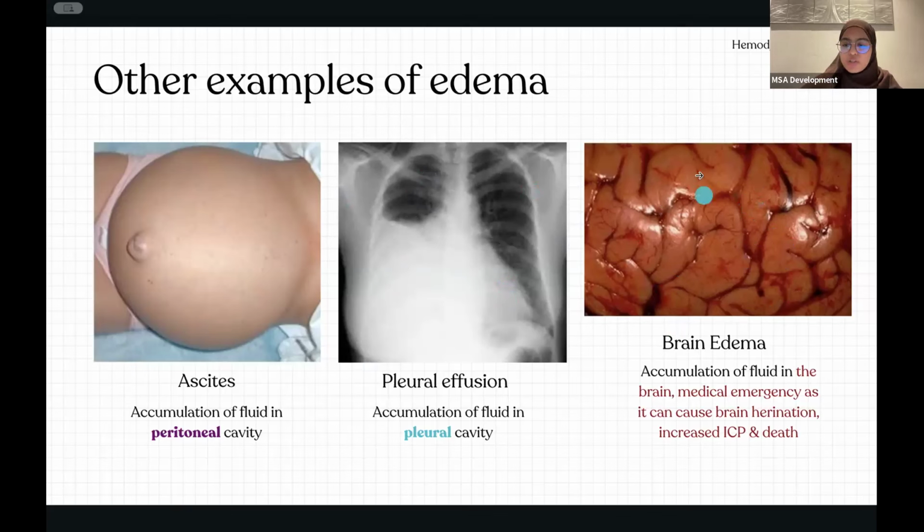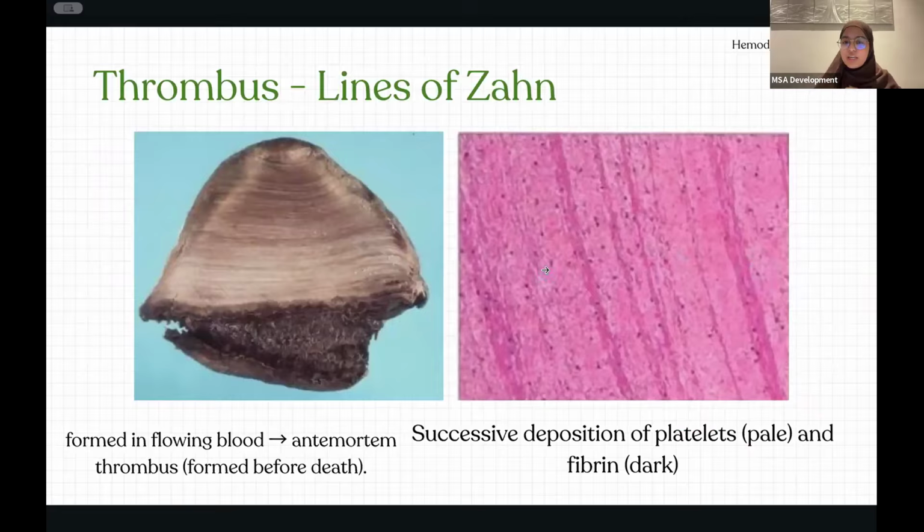And this is a medical emergency, so when it happens, it could cause brain herniation, increased intracranial pressure, and finally death. Now, this is very, very important. I've seen it in SAQs as well as MCQs.